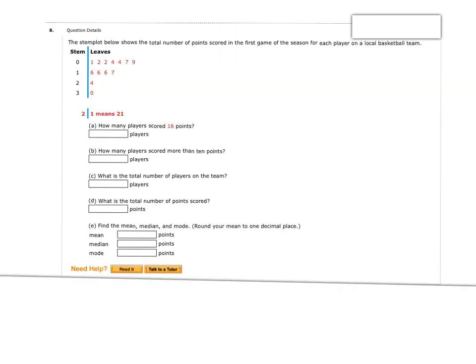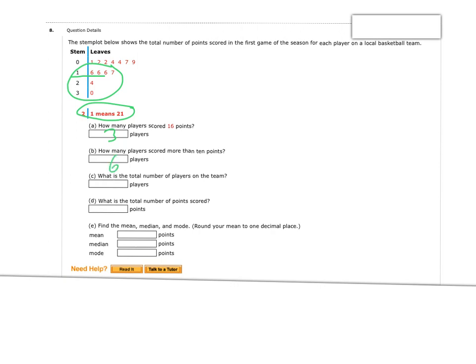All right, next up here, they have a stem and leaf plot. Sometimes they call it a stem plot, or a stem and leaf plot. You may not know what that is, but they give a good description right here that 2 on this side and 1 on that side means 21. So to see how many players scored 16 points, that is really all 3 of those people right there. And then how many players scored more than 10 points would be all of the people down here. And so that is going to be 6 for me.